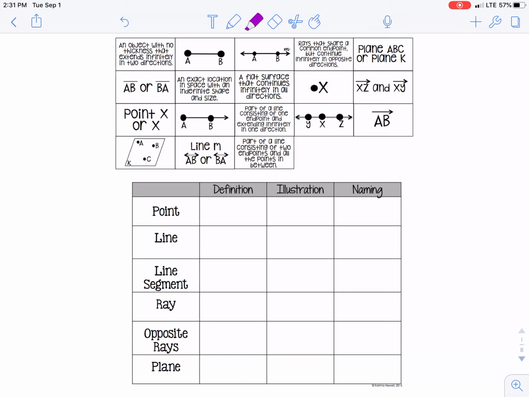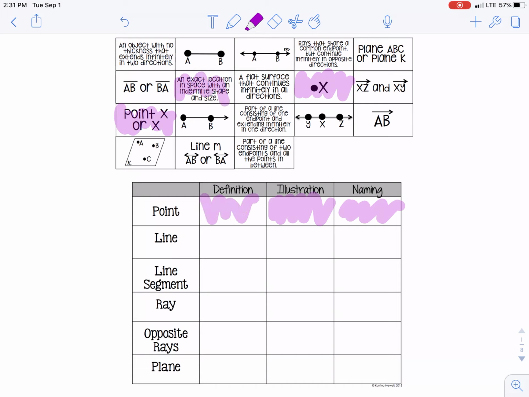All right, let's go with point. Well, illustration, pretty easy. All right, so I'm just going to highlight in the different colors. The naming of it, point X or just X. And the definition, it's an object, exact location in space. Okay? All right, now I'm going to switch colors.